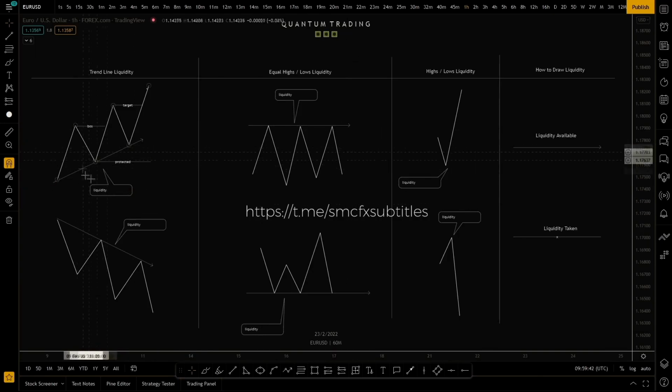So there is still liquidity sat below this low, okay? But this doesn't have to be run just yet, because why? Because it's a protected low. We understand that just because there's liquidity sat below this low, it is a protected area.